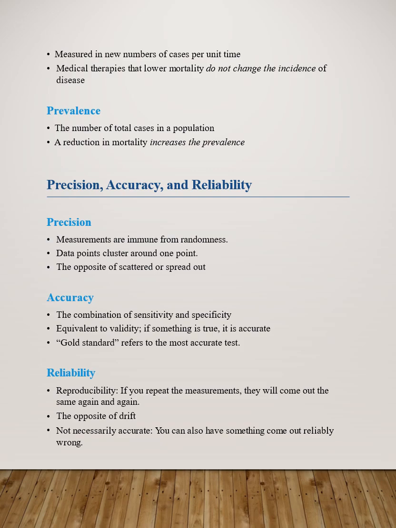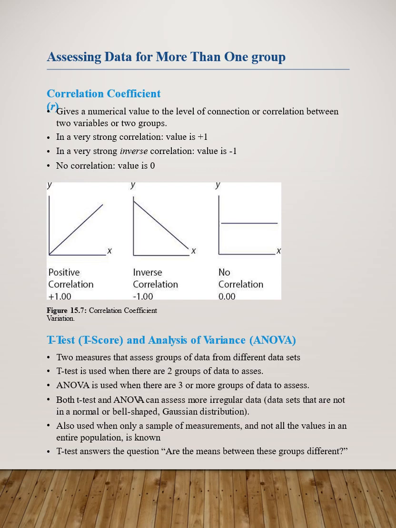Reliability, reproducibility. If you repeat the measurements, they will come out the same again and again. Number 2, it is the opposite of drift. Number 3, not necessarily accurate. You can also have something come out reliably wrong.